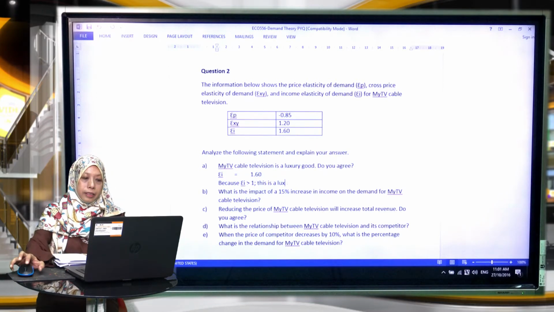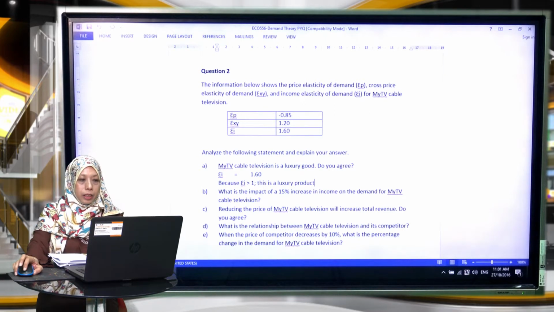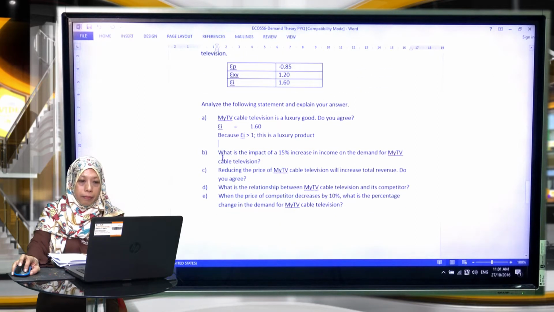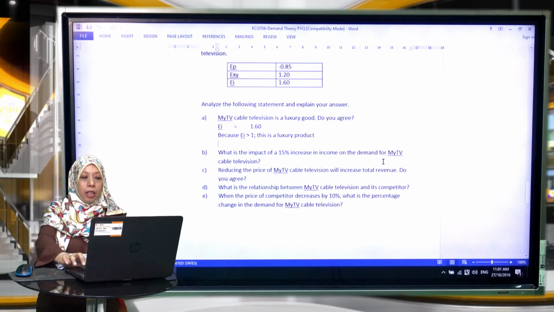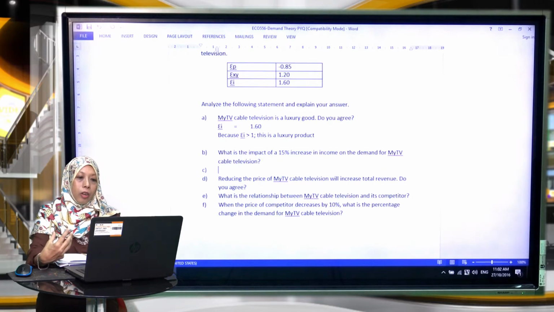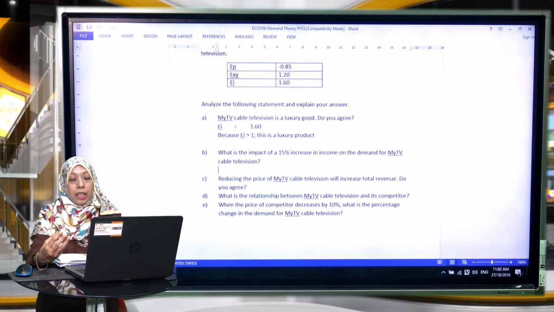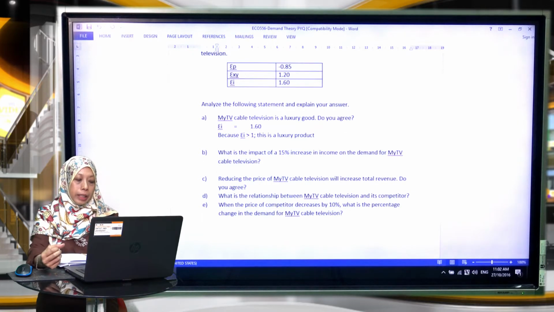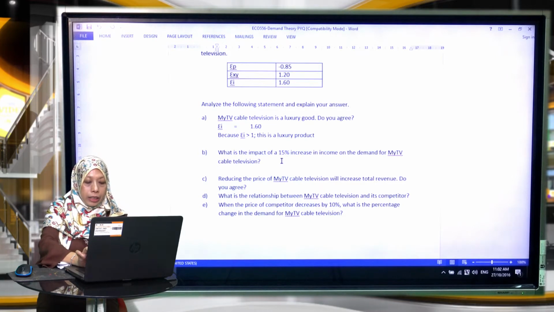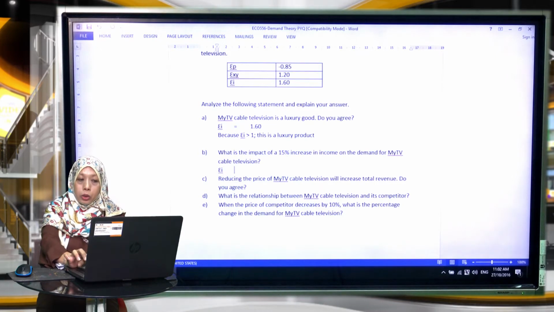Alright. Let's look at the second question. What is the impact of a 15% increase in income on the demand for my TV cable television? Whenever you want to see the impact on quantity demanded when income changes by a certain percentage, you need to look at the measurement of income elasticity of demand. And again, your income elasticity of demand here is given as 1.60.